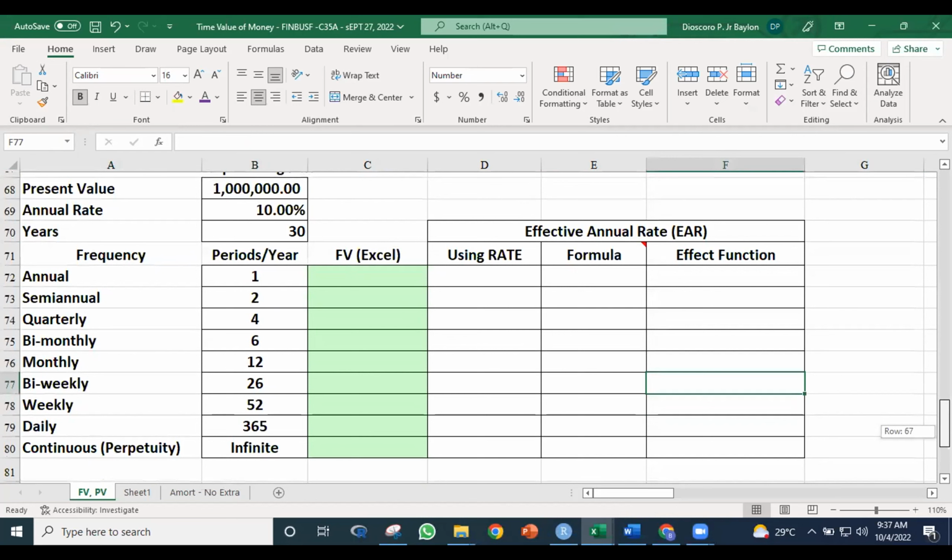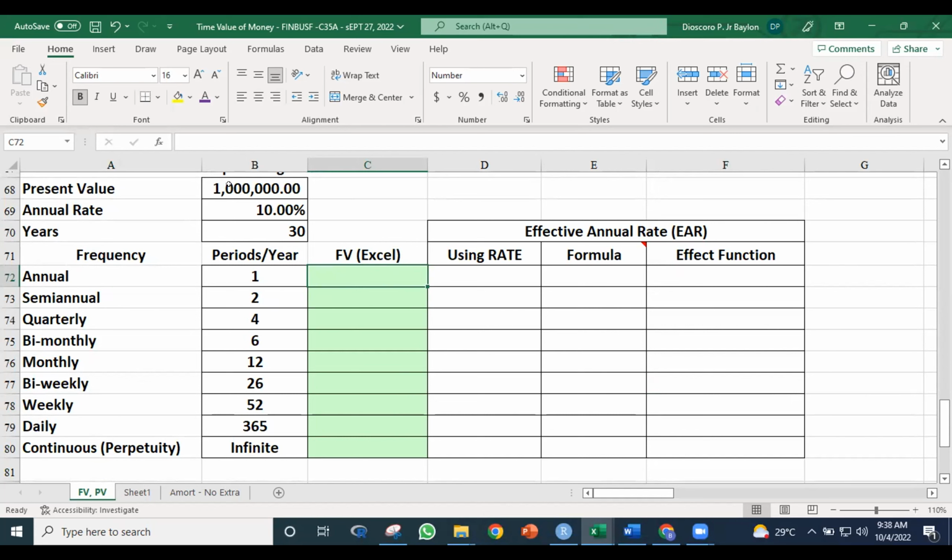Okay, so for this one, it will be very easy to compute. Okay, but I want us now to put a formula here so that we can cut it down daily.